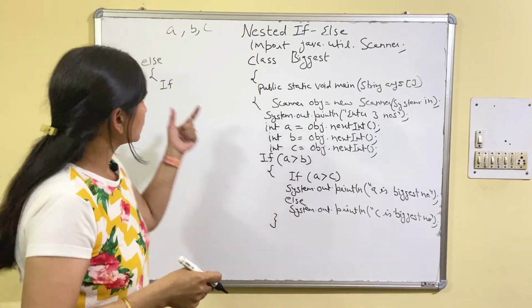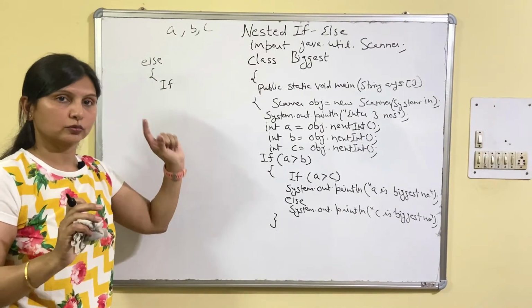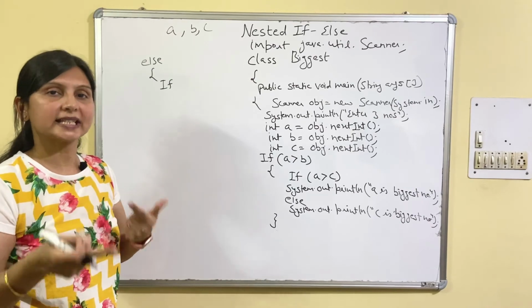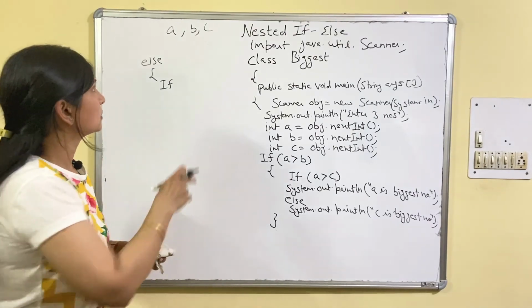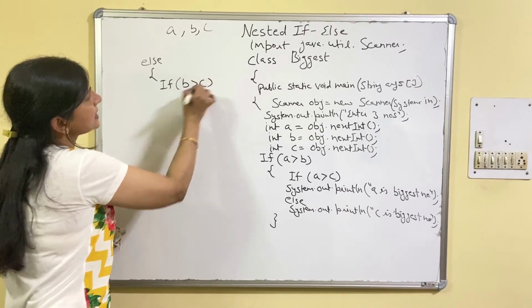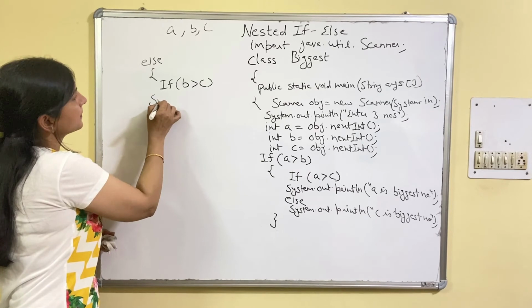Fine. So else में कब आएगा? जब b a से बड़ा होगा. तो b a से बड़ा है तो अभी हमें क्या चेक करना है? b c से भी बड़ा है या नहीं. Then we will check if b greater than c. अगर b c से भी बड़ा है तो क्या प्रिंट करेगा?